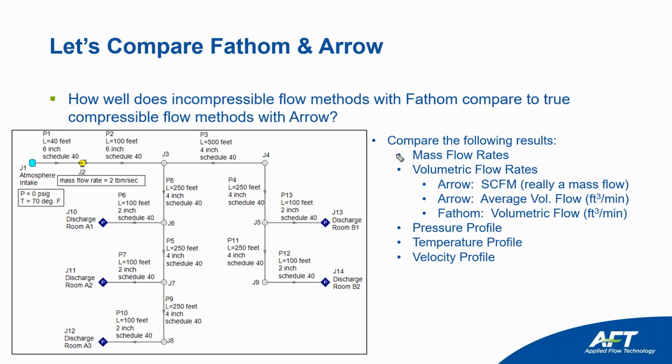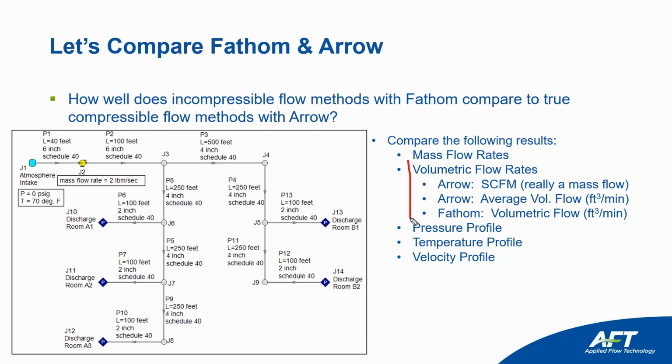So these are the parameters that we're going to compare today: flow rates, volumetric flow rates, pressures, temperatures, and velocities for a flow path. And that flow path is going to start at the atmospheric intake, travel around this path out to this discharge room. So we're going to track how the pressure, temperature, and velocity changes in that simple single flow path.